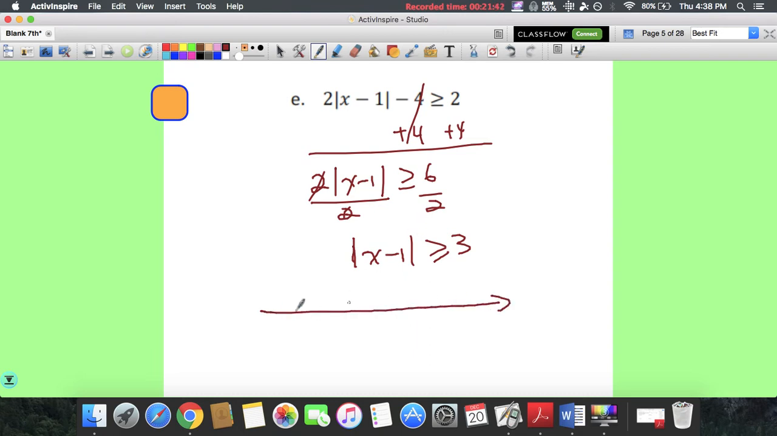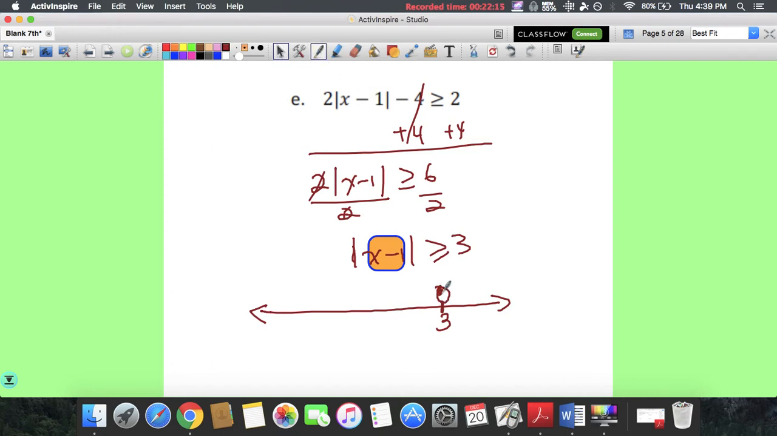So let's start thinking. What is the absolute value of something? What are the numbers that you can take the absolute value of and be greater or equal to 3? Well, hopefully you realize that if you take the absolute value of 2, it's not going to work, right? So again, don't think about x minus 1. Just think about this as the absolute value of something. When is it greater or equal to 3? Well, if it's 3, it works. If it's 3.1, it works. If it's less than 3, this is not going to work.